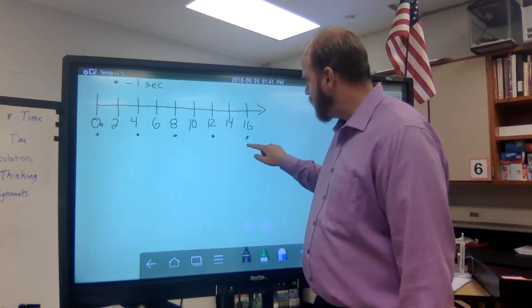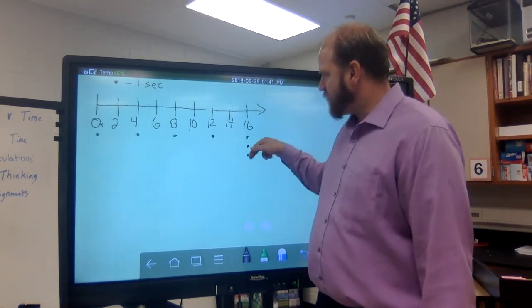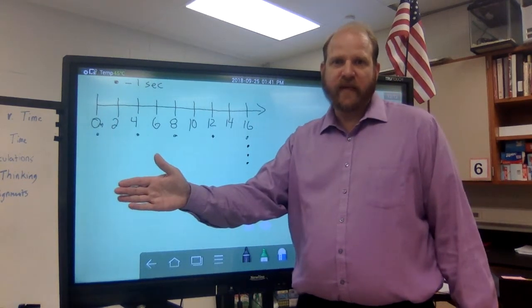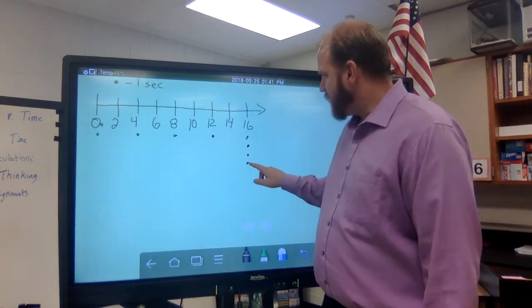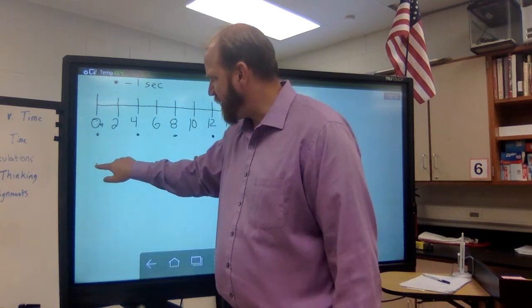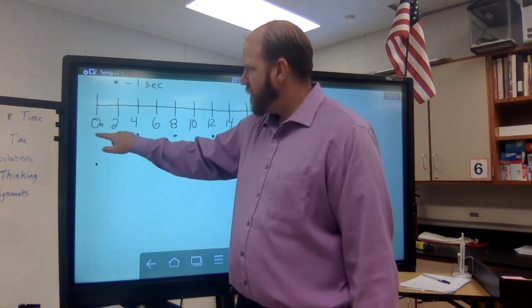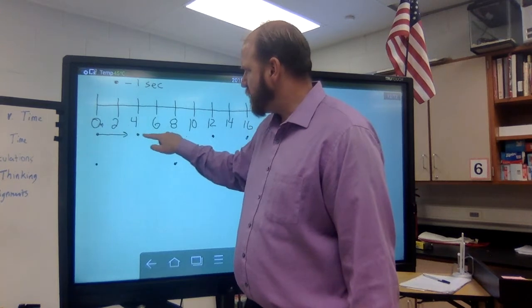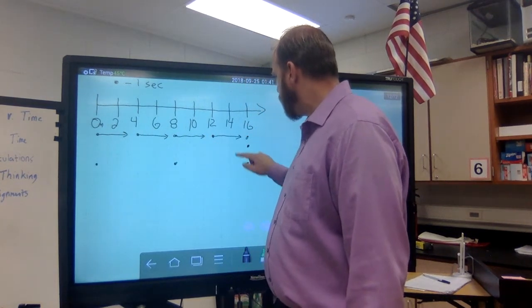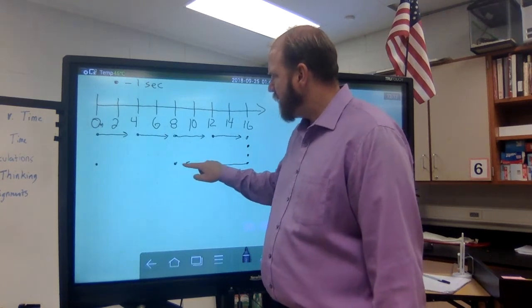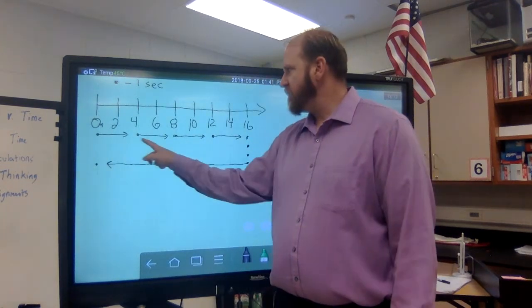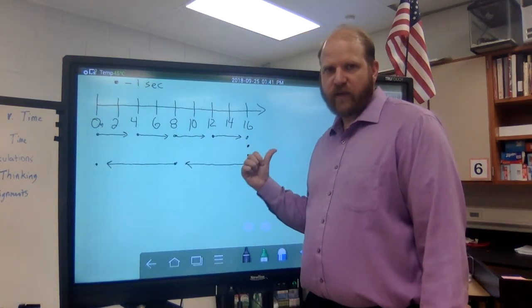This object stops. When an object stops, we just drop down the dots. And then we're going to say it returns back the opposite direction. And it's going to go much faster this time. So I'm going to put it at 8 meters and then back at 0 meters. To finish off my motion map, I just show arrows to show the direction. And now I've created a motion map that shows an object that's moving at a constant velocity, one direction.